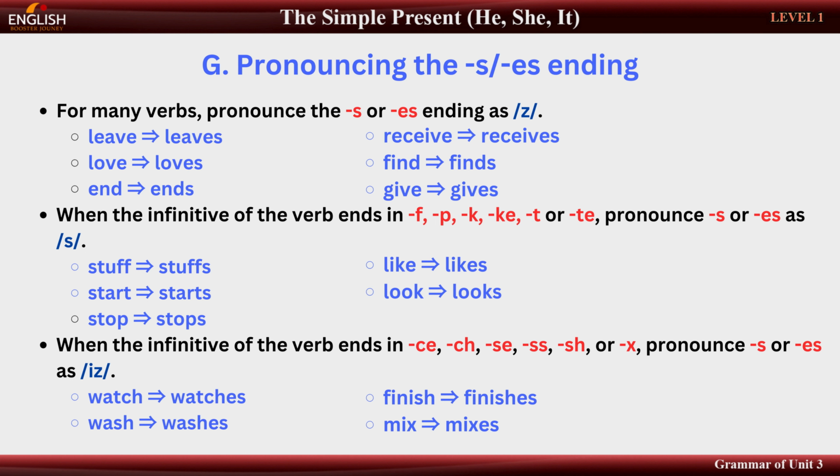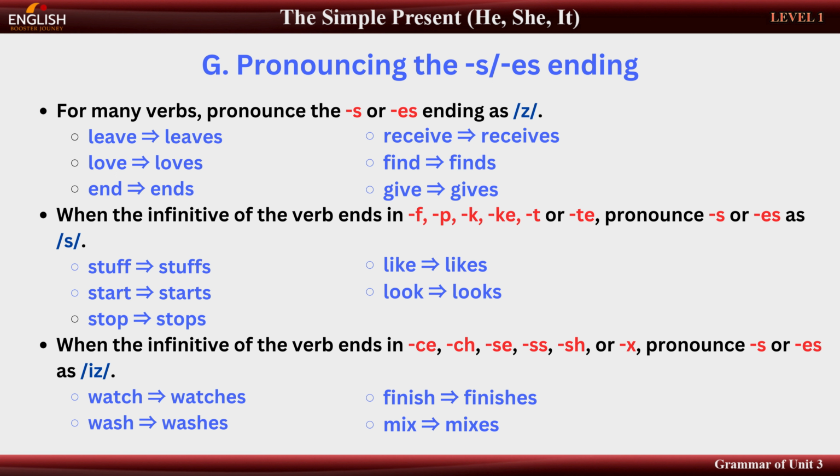G. Pronouncing the s or es ending. For many verbs, pronounce the s or es ending as z. Leave, leaves. Receive, receives. End, ends. Find, finds. Love, loves. Give, gives.